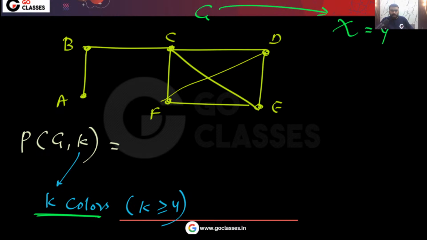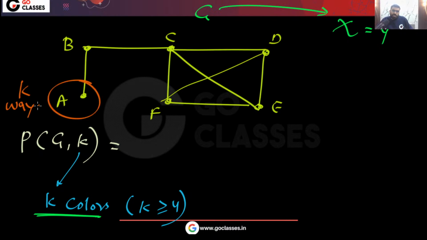Okay, so tell me what will be PGK. Anyone want to tell me what will be PGK? Please tell me. PGK will be your chromatic polynomial, right? Yes or no? PGK, that will be the chromatic polynomial. That is very simple. You can give K colors here.